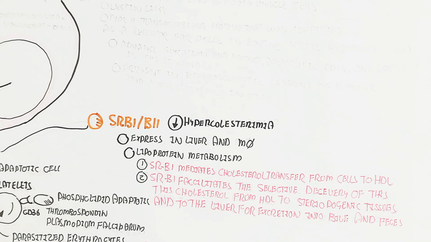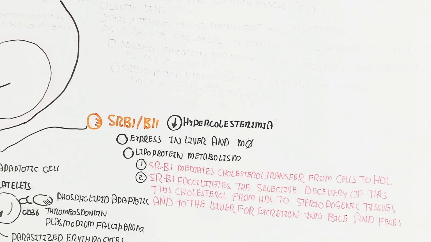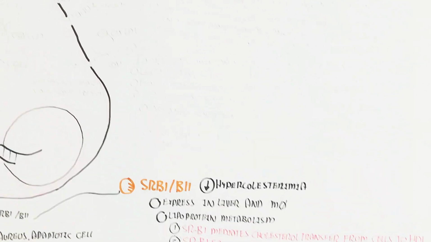When scavenger receptors B1 and B2 decrease on the surface of macrophage cells, it will lead to hypercholesteremia. They are expressed in liver and macrophage. Lipoprotein metabolism is involved in two ways. Number one, scavenger receptor B1 mediates cholesterol transfer from cell to HDL, while on the other hand, it facilitates the selective recovery of this cholesterol from HDL to steroidogenic tissue and to the liver for excretion into bile and feces.